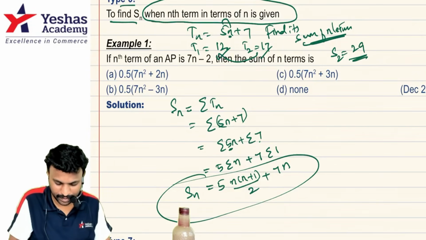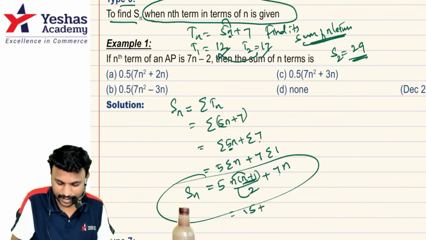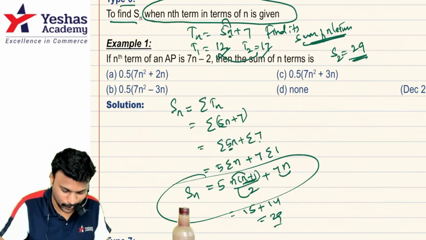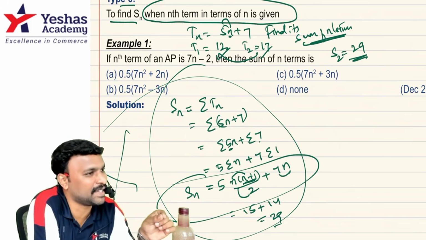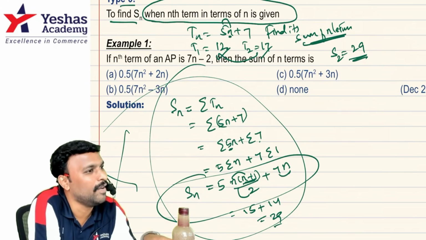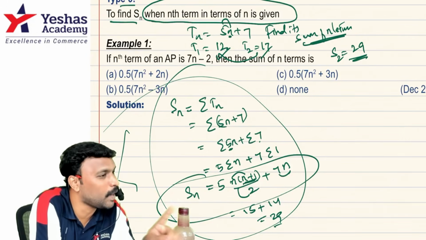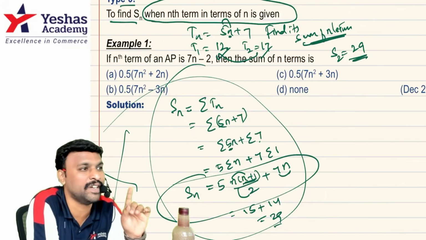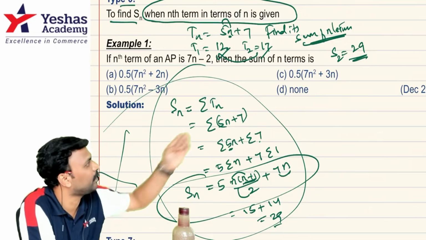Are you getting 29? 2 plus 1 is 3. 3 2s are 6. 6 by 2 is 3. 5 3s are 15. 7 2s are 14. How much? 29. Is it required to do so much? No. What do you do? Whenever Tn in terms of n is given, find T1, find T2, find S2. I told you already, whenever the sum of n terms is required, you are not going to find the sum of n terms. Rather, you find the sum of first two terms. That means T1 plus T2. How do I find T1 from Tn?